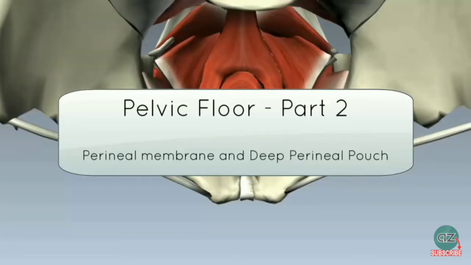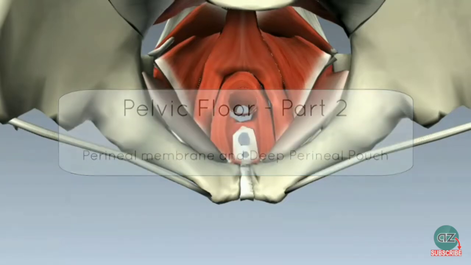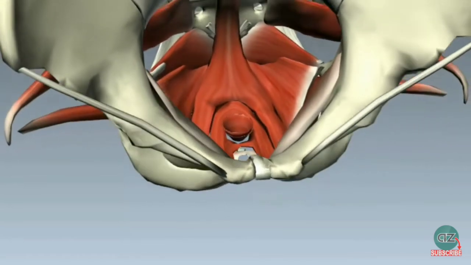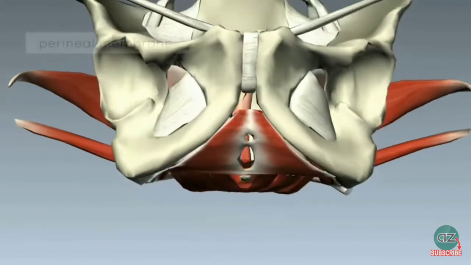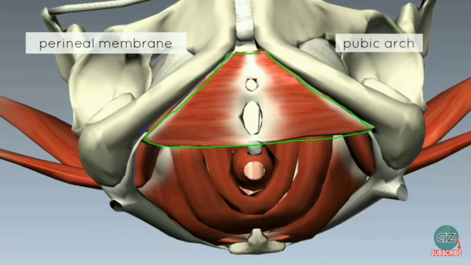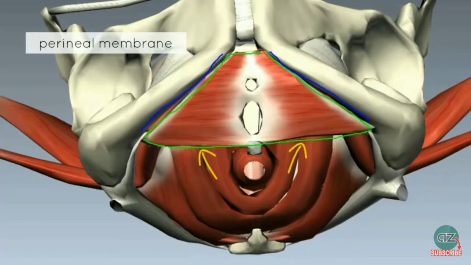The deep perineal pouch and the perineal membrane. So inferior to the pelvic diaphragm, you've got this membrane which is called the perineal membrane. So you can see this sort of triangularly shaped structure here, which I've outlined in green, and this is a thick fascial structure which attaches along the pubic arch. So you've got this attachment along the pubic arch here, and at the back it's got this posterior border which is free, so it's not attached to anything.